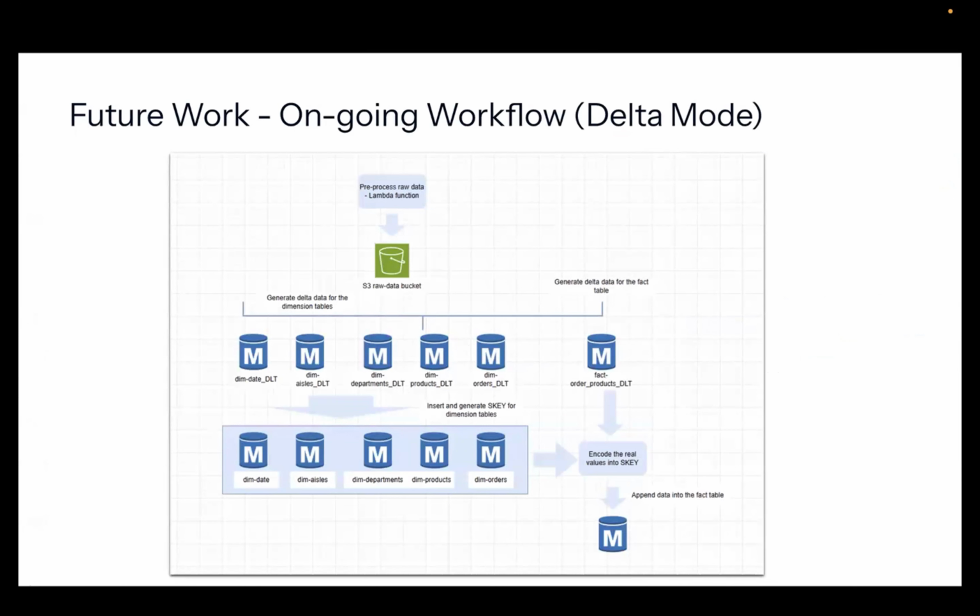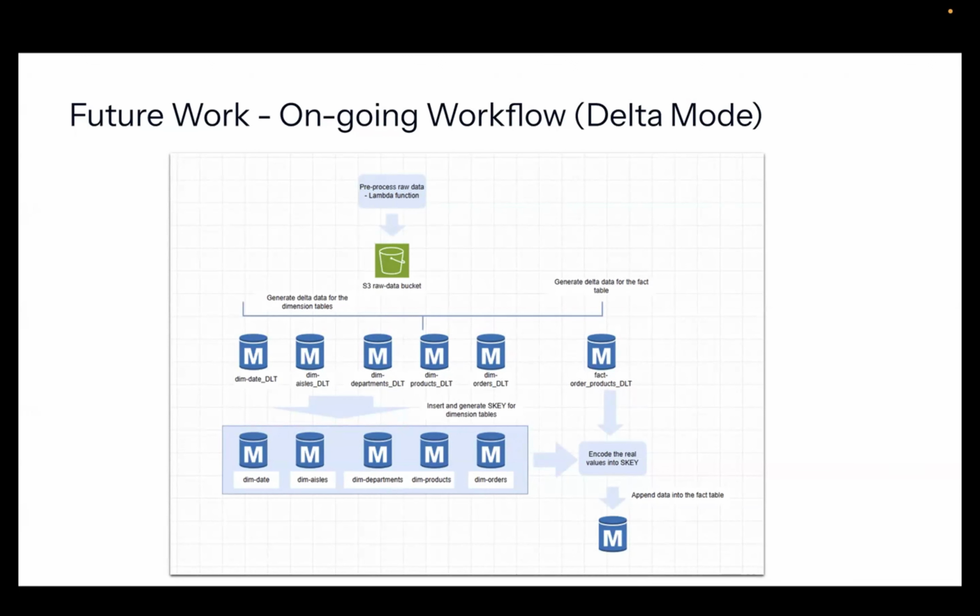Yes, looking ahead to our daily operations, our ongoing workflow will be based on Delta data loading. Raw data is first processed by a Lambda function and stored in an S3 bucket. We then generate the data for both dimension and fact tables using surrogate keys to maintain consistency and integrity. The new or changed data is inserted into the appropriate tables, ensuring our data warehouse stays up to date without having to reload everything. This incremental approach is efficient and scalable, supporting real-time analytics and reporting as our data continues to grow.